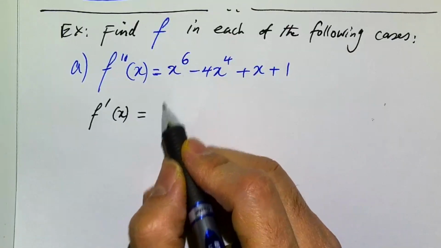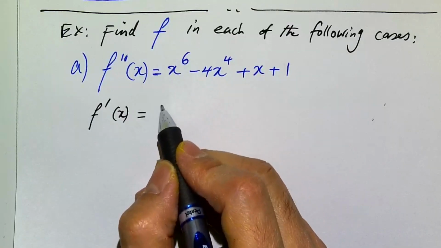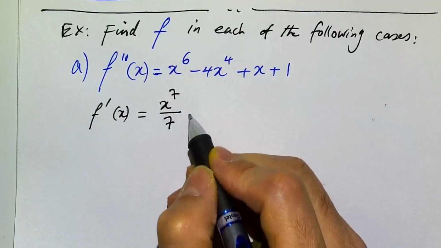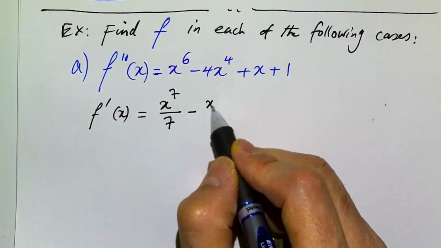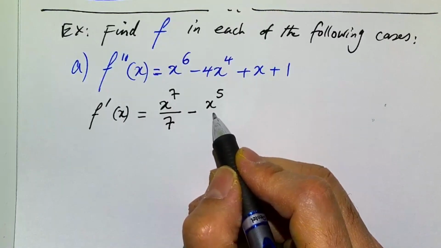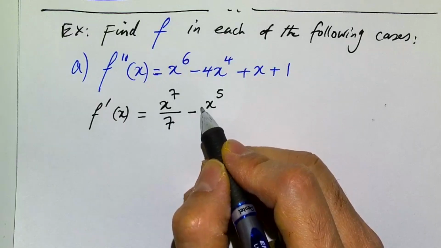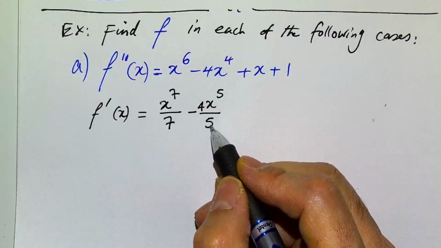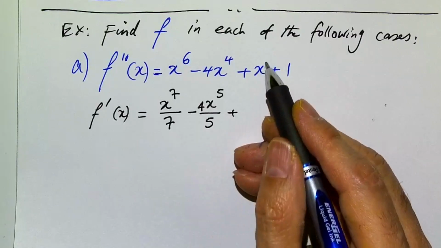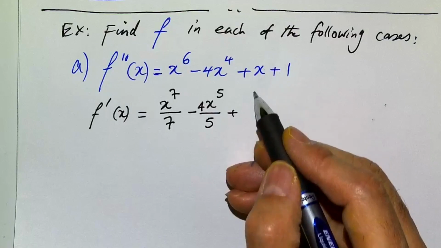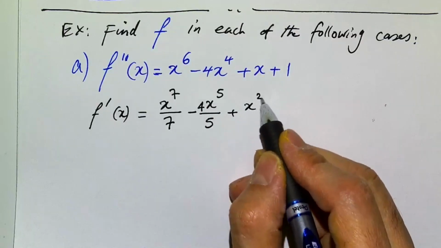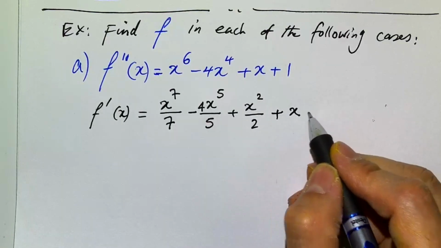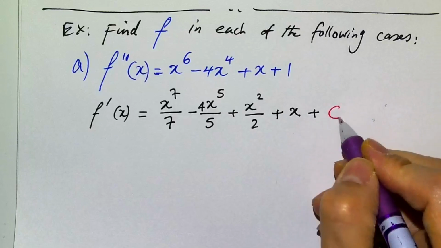So add 1 to that, divide this term by the new power. So we have x to the 7th divided by 7 minus 4 times x to the 5th divided by 5. How about this? Add 1 to the power of this, x squared divided by the new power. So we have x squared over 2 plus x, and then plus the c, the constant.